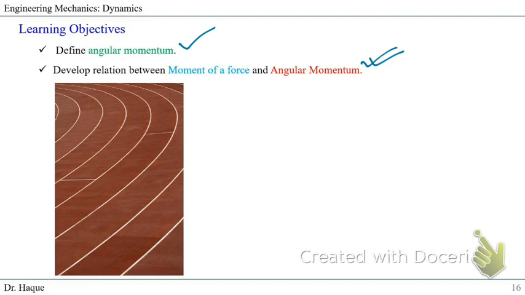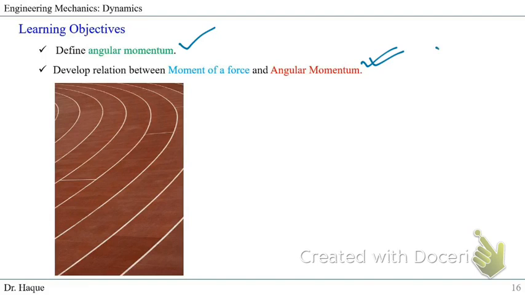For example, you can see a running track where people are running in a curved path. Most running tracks are circular or oval shaped, so you will have angular momentum. When we talk about just momentum, it's just the scalar multiplication of your velocity and mass. When we talk about angular momentum, it has to be from a point. So we're going to talk about that more.